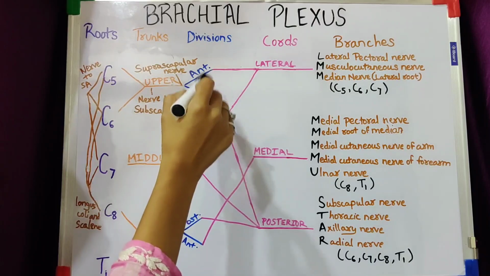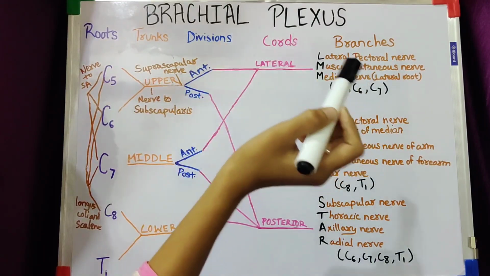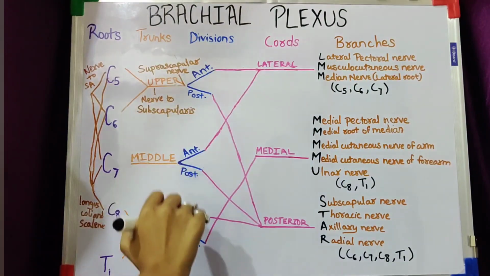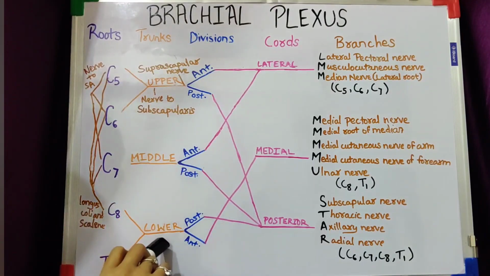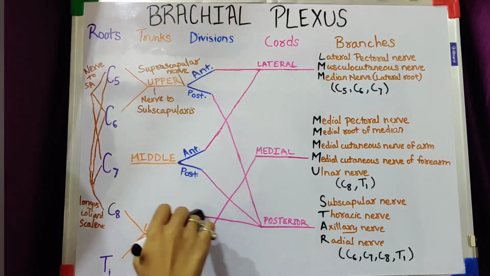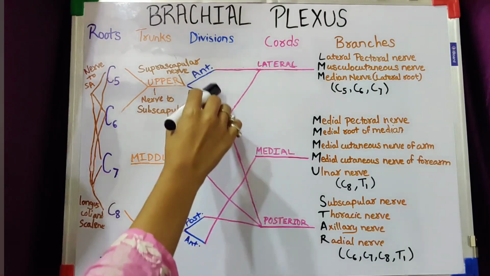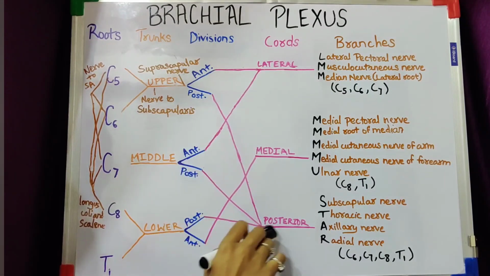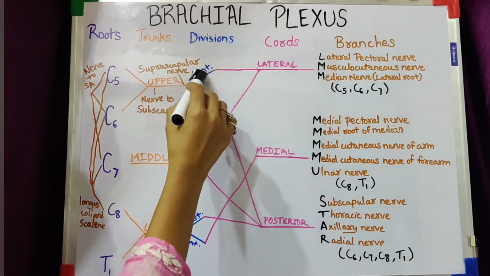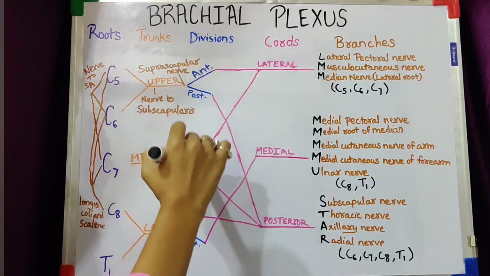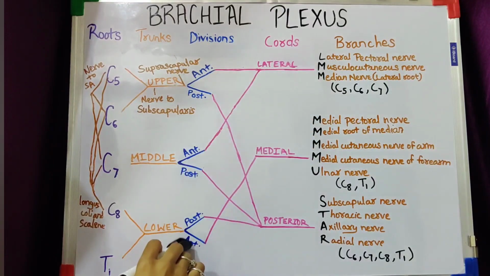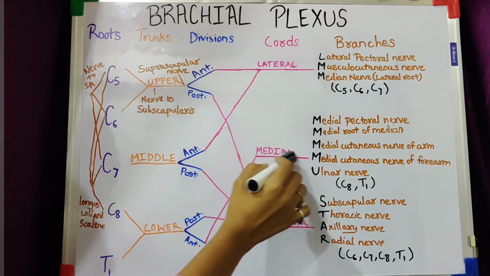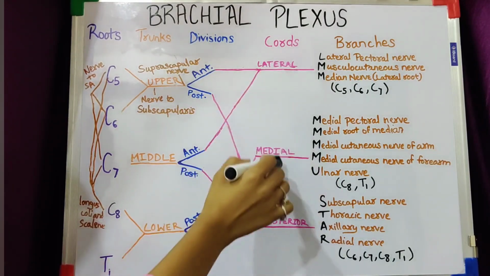Now the divisions combine to form the cords, but how? The posterior divisions of all the 3 trunks, that is the upper trunk, middle trunk and the lower trunk, combine to form the posterior cord. You can see here. Okay, so the anterior division of the upper and the middle trunk combine to form the lateral cord. Now the anterior division alone of the lower trunk combines to form the medial cord. So 3 cords are formed.